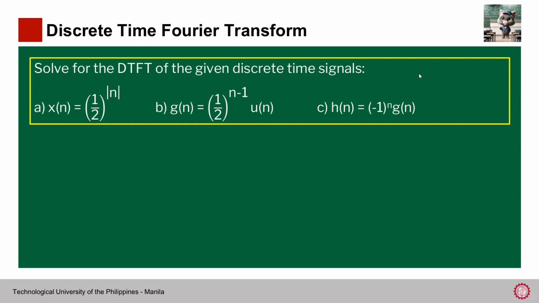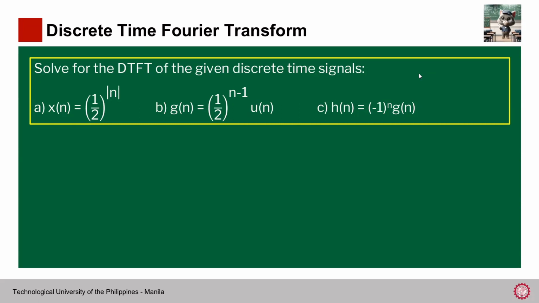In this video, we're going to solve a problem on the topic discrete time Fourier transform, or the DTFT. Let me read the question: solve for the DTFT of the given discrete time signals. We have three discrete time signals given here, and we are asked to solve for the DTFT. So let's begin.